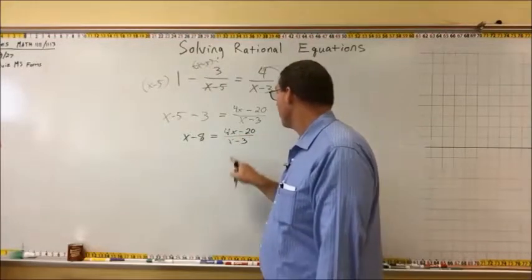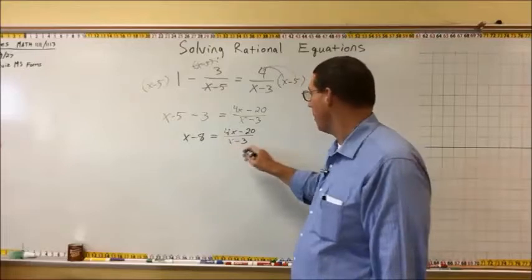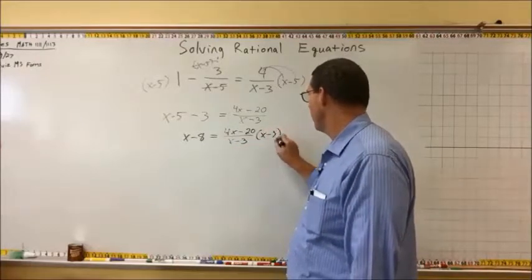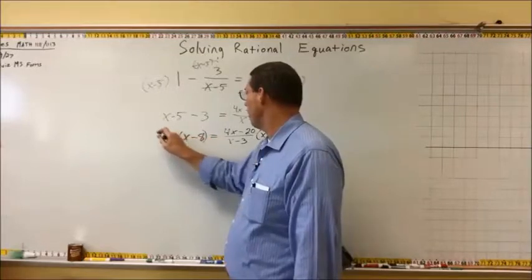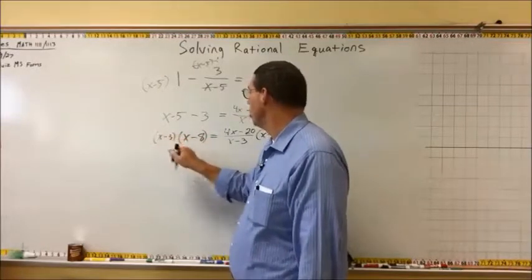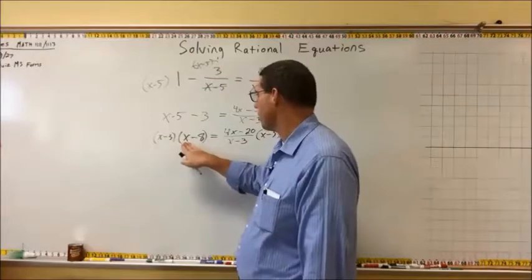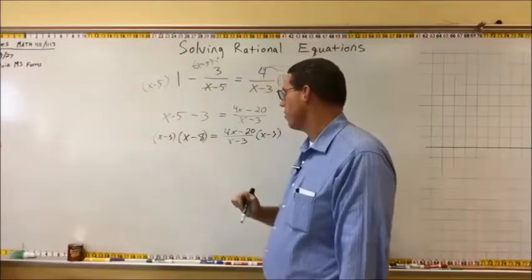All right, so now we're going to cancel this denominator, we're going to multiply by x minus 3 on both sides. Now look, this is actually a binomial. It might be easier just to multiply the whole thing by x minus 3. You could instead just simply multiply the x minus 3 times this, x minus 3 times this.